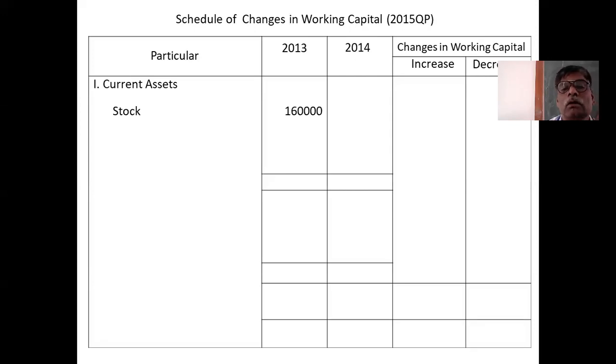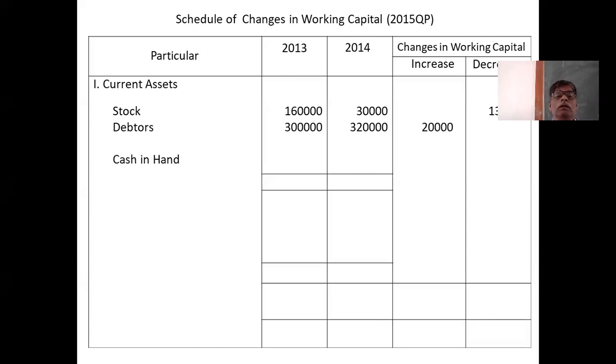Current asset. First is stock. 1 lakh 60,000 stock, 30,000 stock. So there is a decrease of 1 lakh 30,000. 1 lakh 30,000 goes to decrease column. Next is debtors. Debtors first column 3 lakh, second column 3,20,000. So the difference, increase 20,000, goes to increase column. Next is cash 30,000, 50,000. 20,000 increase.